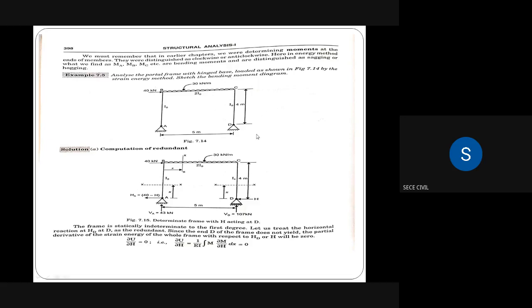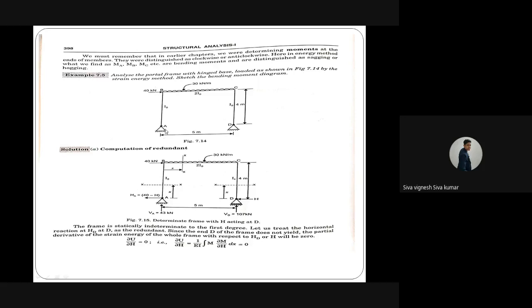But this is a portal frame, so the formula is the ordinary formula: number of reactions in the given structure minus number of equilibrium equations. So in this problem, how many reactions are acting? Support A is a hinged support. So how many reactions are acting there? A hinged support means two reactions will act.